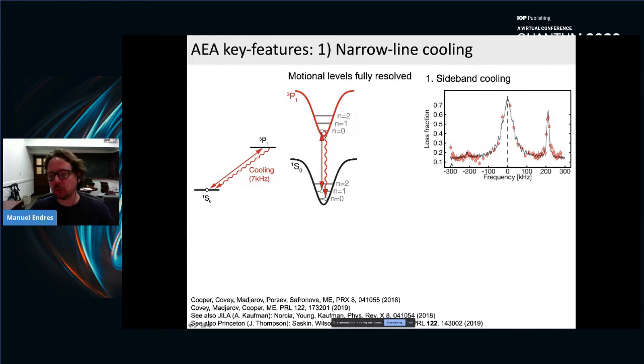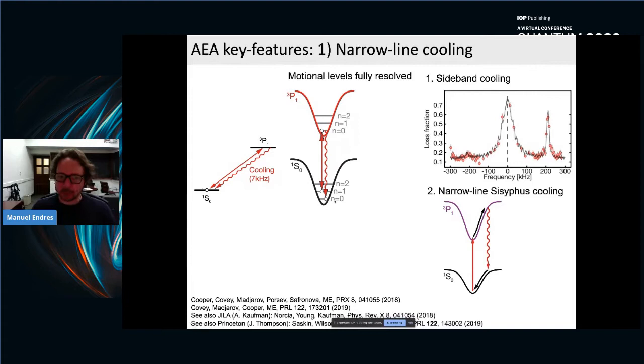We use a second cooling scheme as well, and this happens in a specific scenario where the excited state has a different trapping potential from the ground state. Here, as an example, the excited state is stronger trapped. And what you should really remember here is that the energy scales for this tweezer trapping are in the megahertz regime. So this distance is megahertz-ish. But the line width here is only 7 kilohertz.